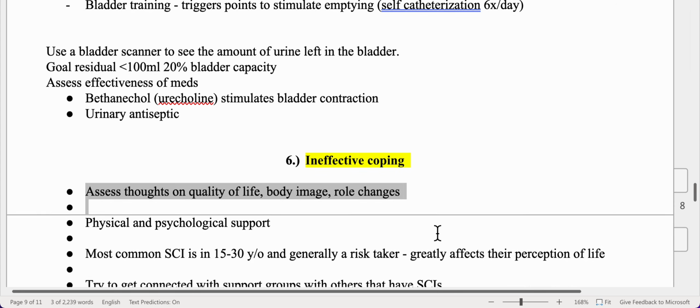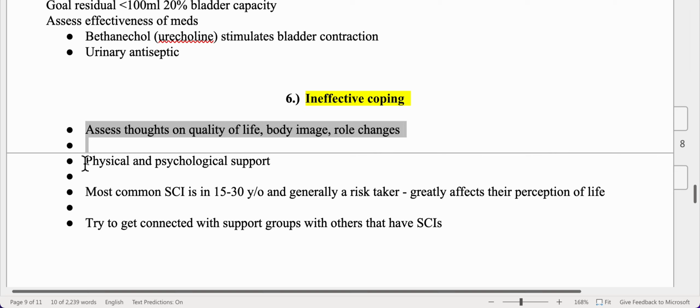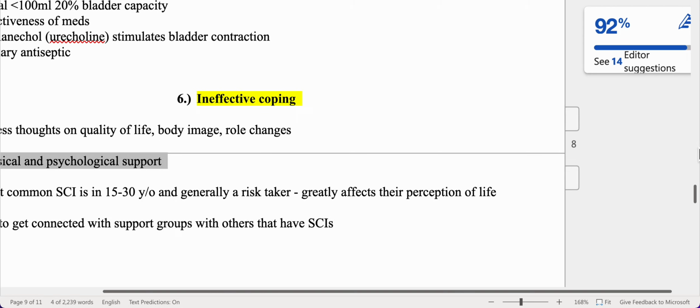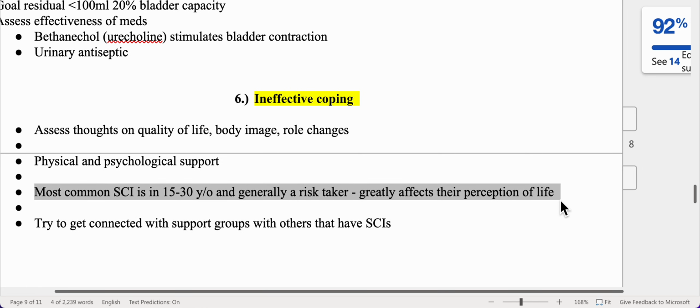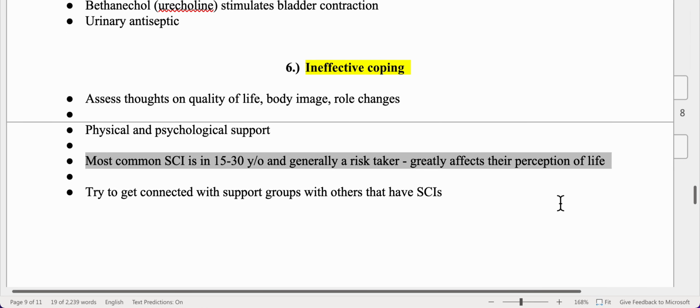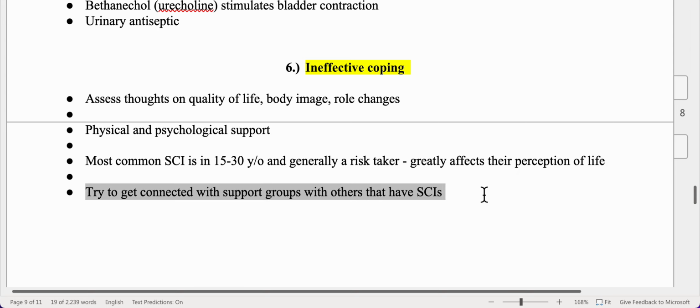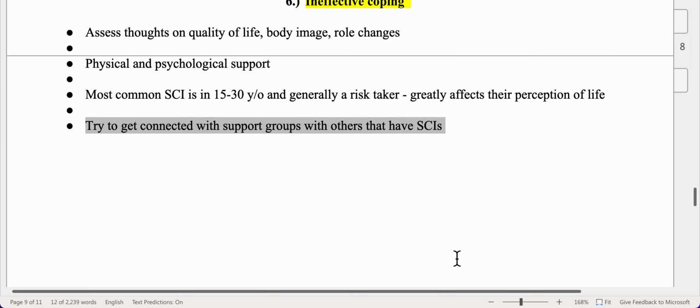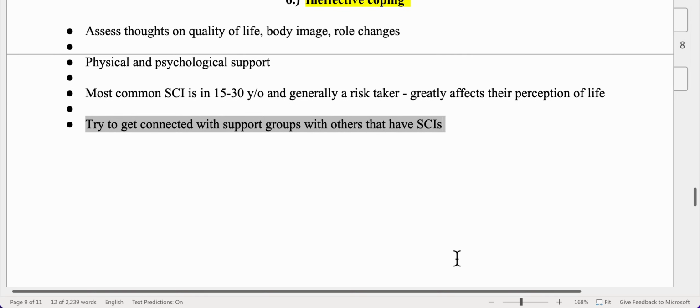Ineffective coping. Assess thoughts on quality of life, body image, role changes. Physical and psychological support. Most common SCI is in 15 to 30 year olds, and they are generally risk takers. Greatly affects their perception of life. Try to get them connected with support groups with others that have SCIs.